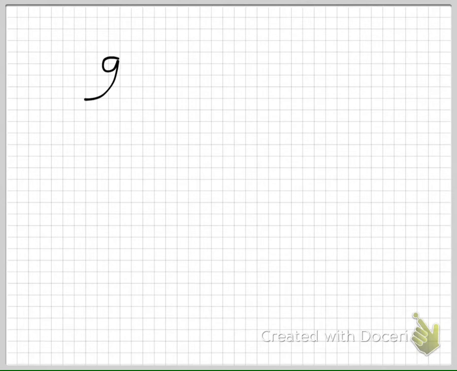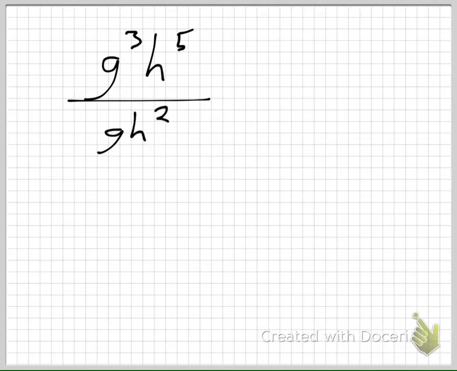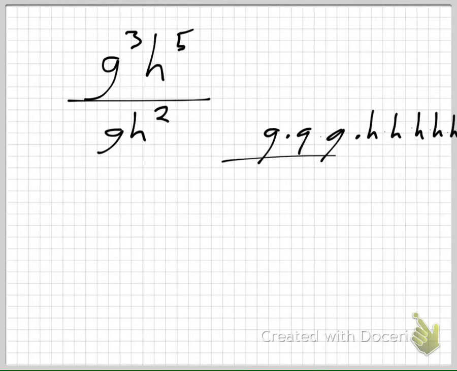g to the third, h to the fifth, over g, h to the second. And I want you to divide this. We've done this before. Do you remember? Now here's what we do. Let's do it the long way one time so you can realize what we're doing. Is this not g times g times g times h times h times h times h times h over g times h times h? Aren't those two things equal?